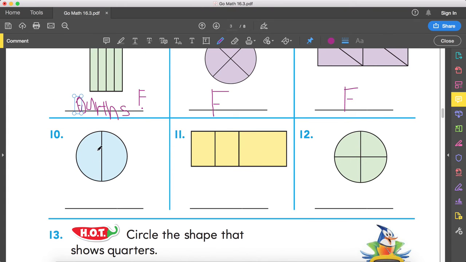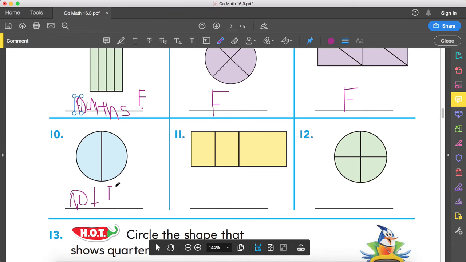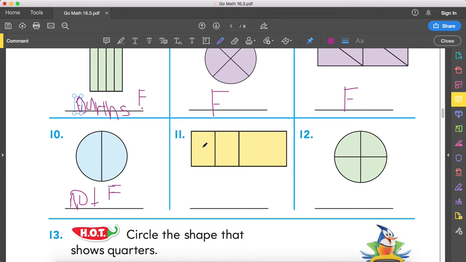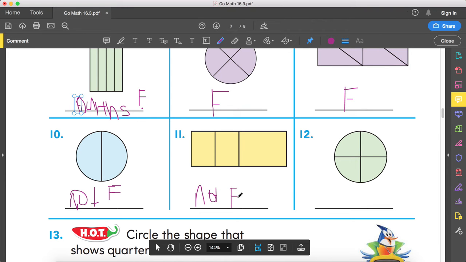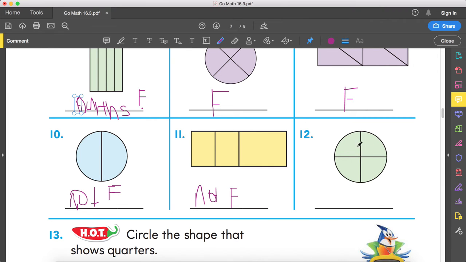Number 10. This piece of circle is divided into 2 pieces, so that's halves. So that is not fourths. Number 11. Let's look at it. 1, 2, 3. It's divided into 3 pieces. Is that fourths? No, that is not equal to fourths, so we're going to write not fourths. Number 12. There are 4 pieces, 4 equal pieces, so we're going to write fourths.